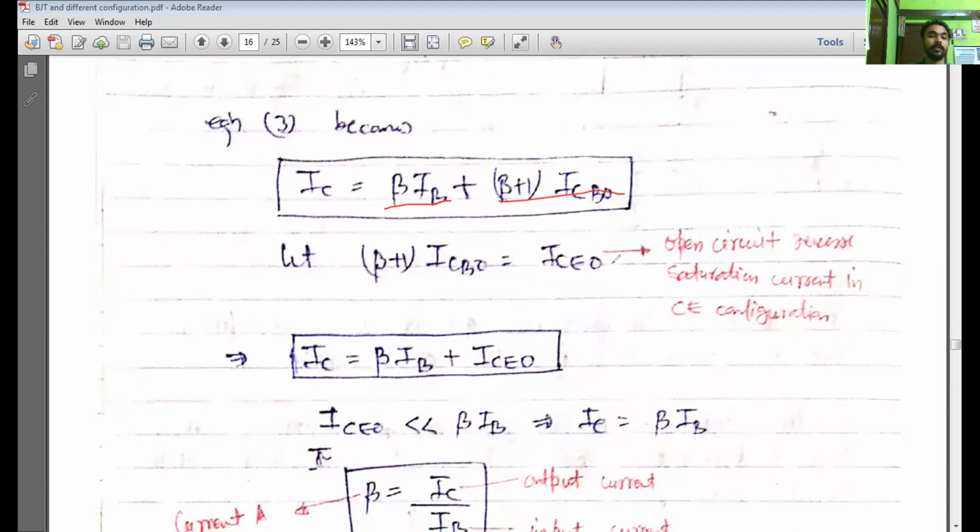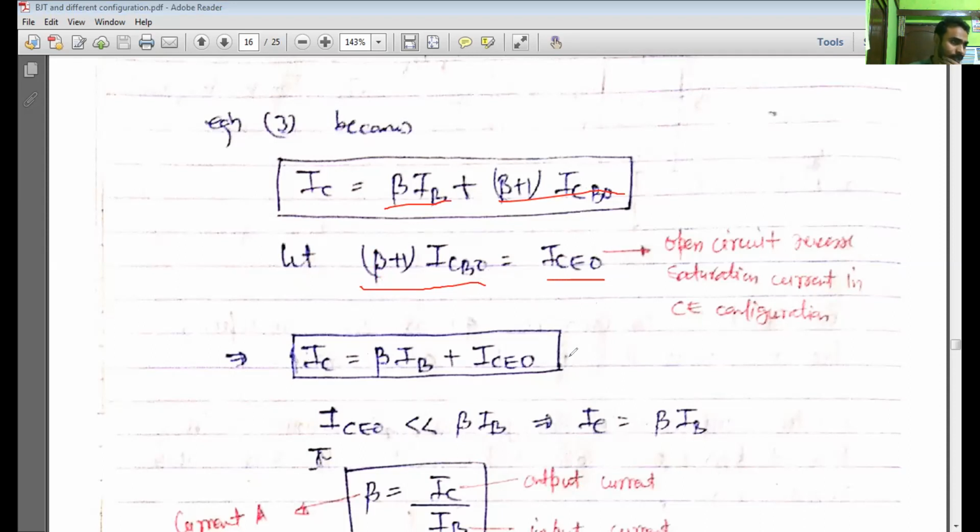Since it is a common emitter, the saturation current should be different for the common emitter case. ICBO is the reverse saturation current in the case of common base, so I have to give another reverse saturation current for the common emitter case. That is ICEO, and that is equal to (beta plus 1) ICBO. And I told you O means open circuit. So now IC becomes beta IB plus ICEO.